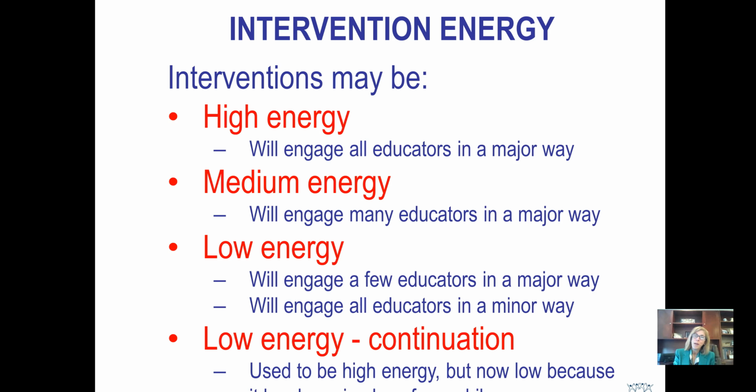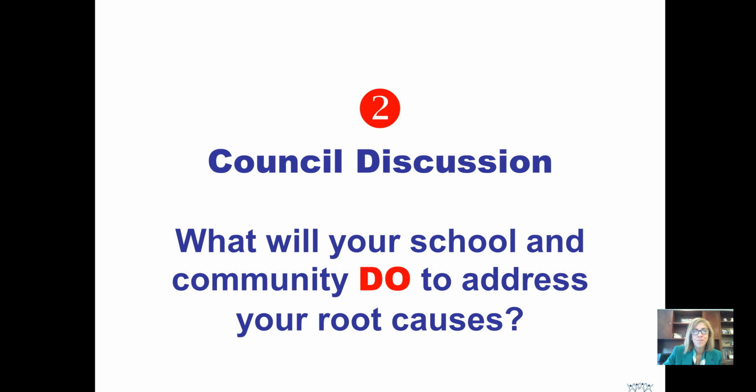So we really want you to pay attention to, how much are we stretching the staff? We want to stretch the staff. We want to do that because we care about kids. But on the other hand, if we stretch the staff so much that they can't do things in a sound manner, then we have problems. So think about the energy level as you're recommending interventions. Okay. So what you'll be discussing as a council this month is, what do you want your school and your community to do next year to address your root causes? What are you going to do about these root causes?